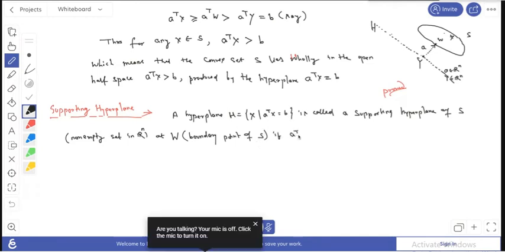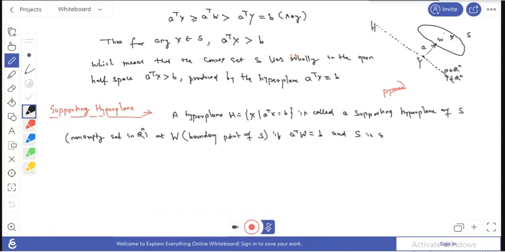If A transpose W equals B, and S is contained either in the half space A transpose X is less than or equal to B, or in the other half space, A transpose X is greater than or equal to B. Okay, then that hyperplane is said to be a supporting hyperplane.